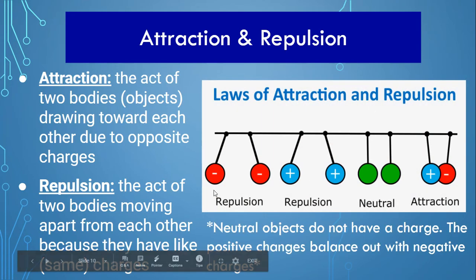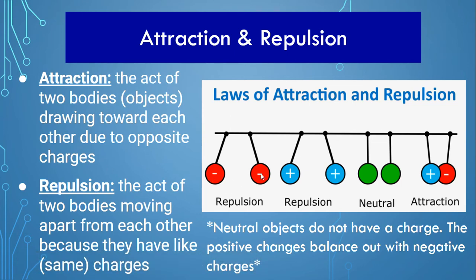Let's take a look at this visually. Attraction: the act of two bodies drawing towards each other because they have opposite charges. So negative, negative, that's the same. Positive, positive, that's the same. Neutral, there's no charges. Here we have two bodies with opposite charges. There's a positive and a negative, and when a positive and a negative come near each other, they attract each other and move closer together. So if they have opposite charges, they attract and move close together.